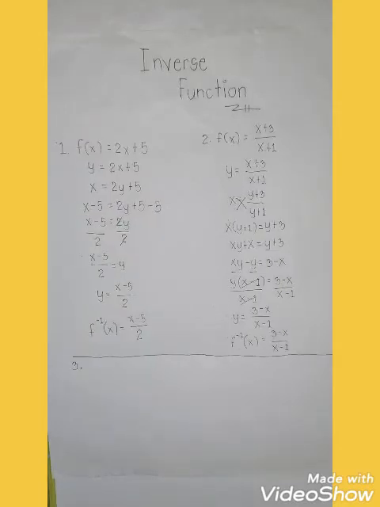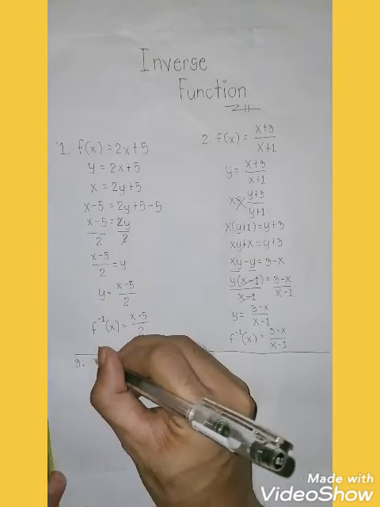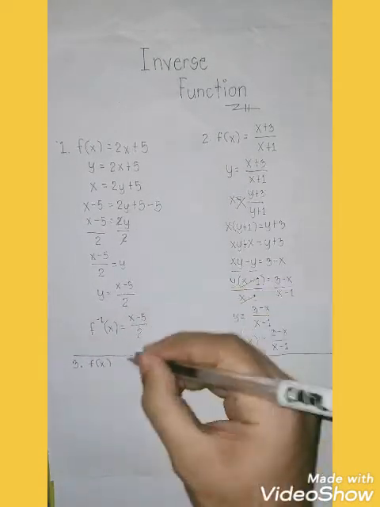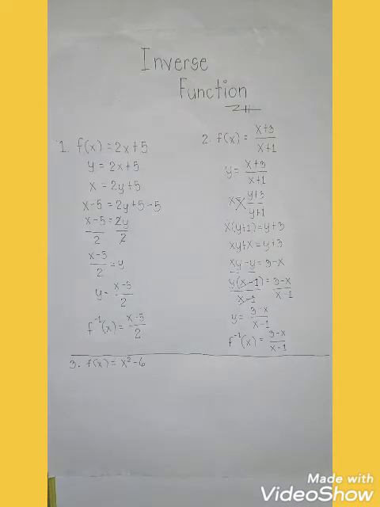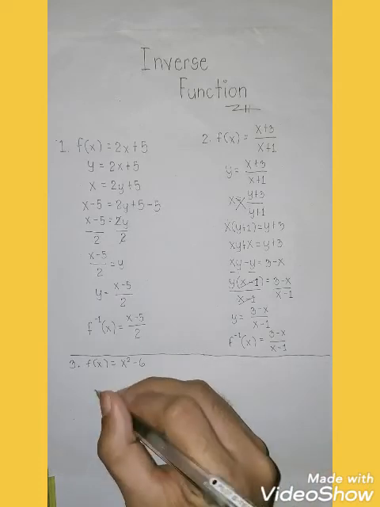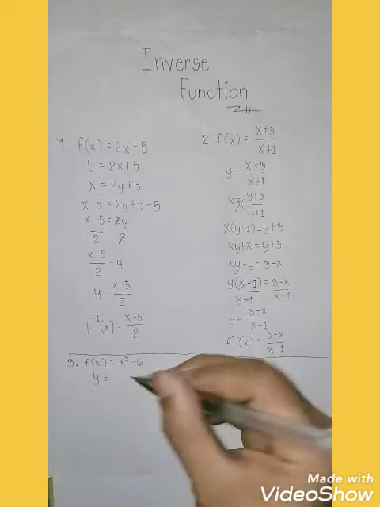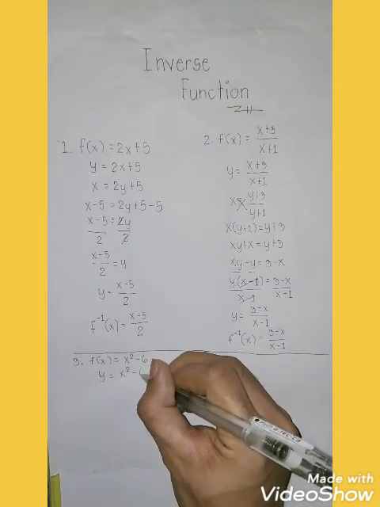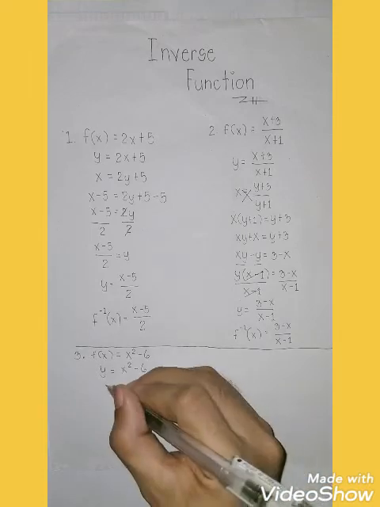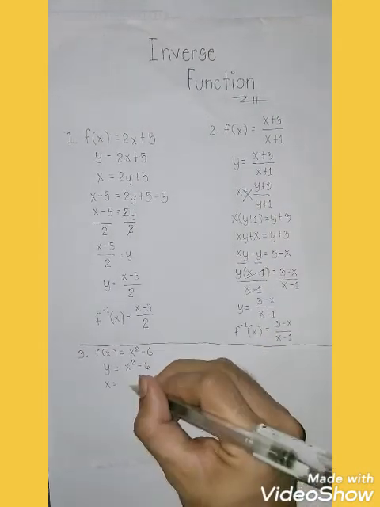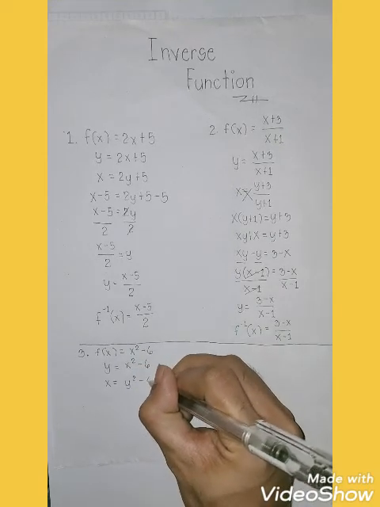For the last example, example number 3, so this is the given. So, we have f of x equals x squared minus 6. So, hindi na siya simpleng function lang. Instead, the given is a quadratic function. So, paano ba ang gagawin natin kapag ang given naman ay quadratic function? So, ganun pa rin ang way, ganun pa rin ang process. So, change muna natin yung f of x into y equals x squared minus 6. After that, pagpalitin naman natin si x at saka si y. So, ang mangyayari, x equals y squared minus 6.